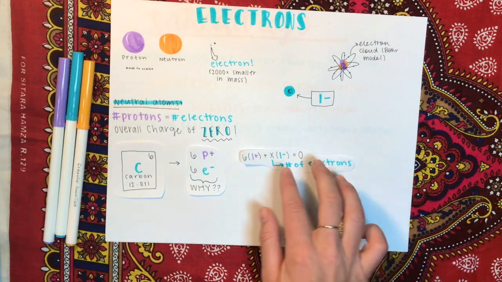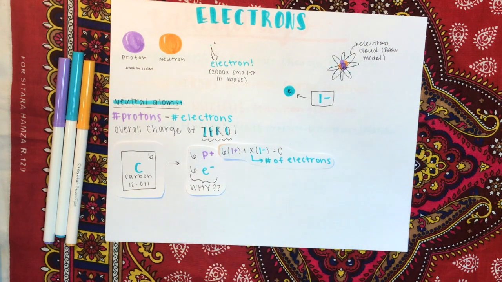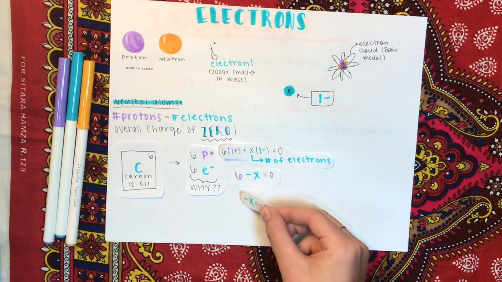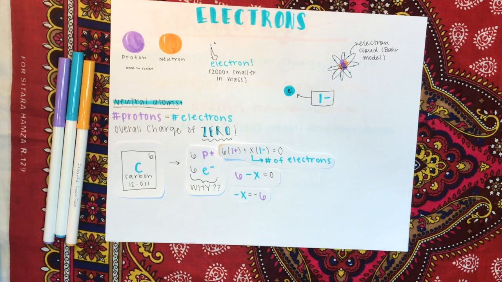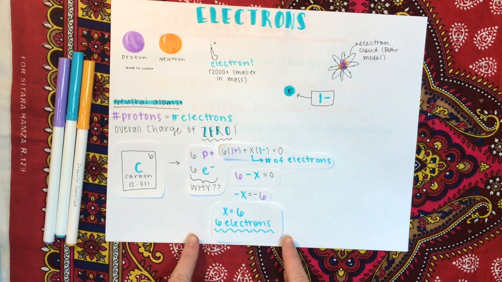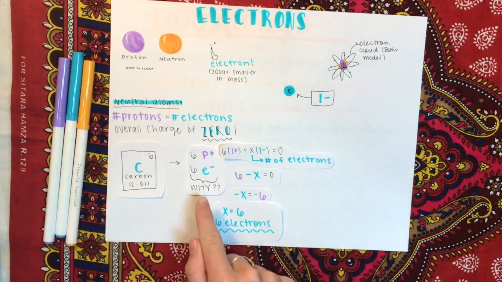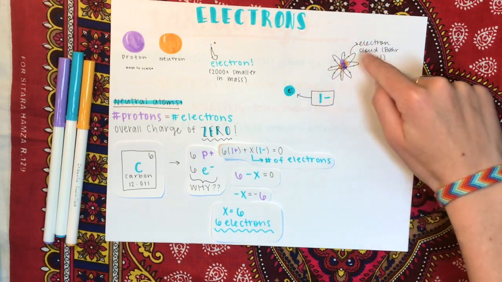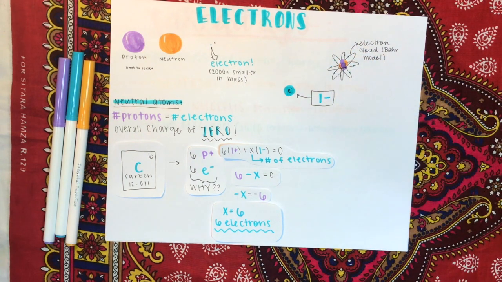6 times the charge of protons, 1 plus, plus x times the charge of electrons, 1 minus, equals 0. So 6 minus x equals 0, thus negative x equals negative 6, and now we know that x equals 6. There are 6 electrons in one atom of carbon. Electrons are not found in the nucleus. They actually move extremely rapidly around the nucleus in specific formations that are often referred to as the electron cloud.